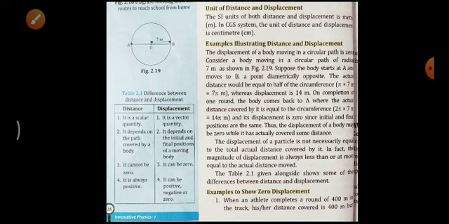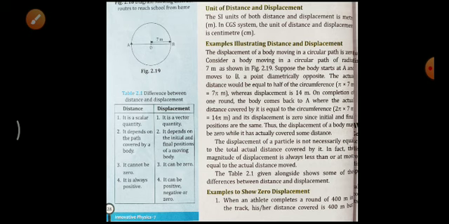Thus, the displacement of a body may be 0 while it has actually covered some distance. The displacement of a particle is not necessarily equal to the total actual distance covered by it. In fact, the magnitude of displacement is always less than or at most equal to the actual distance moved, because the distance is the actual path followed by that object.